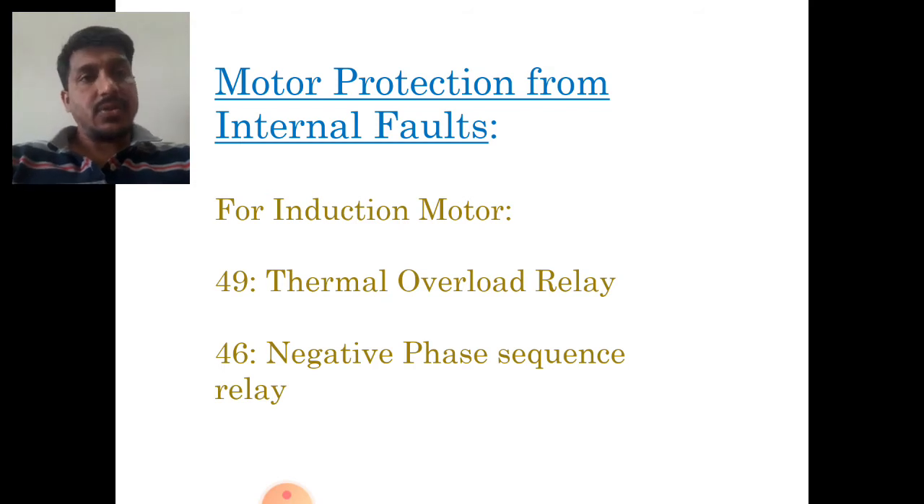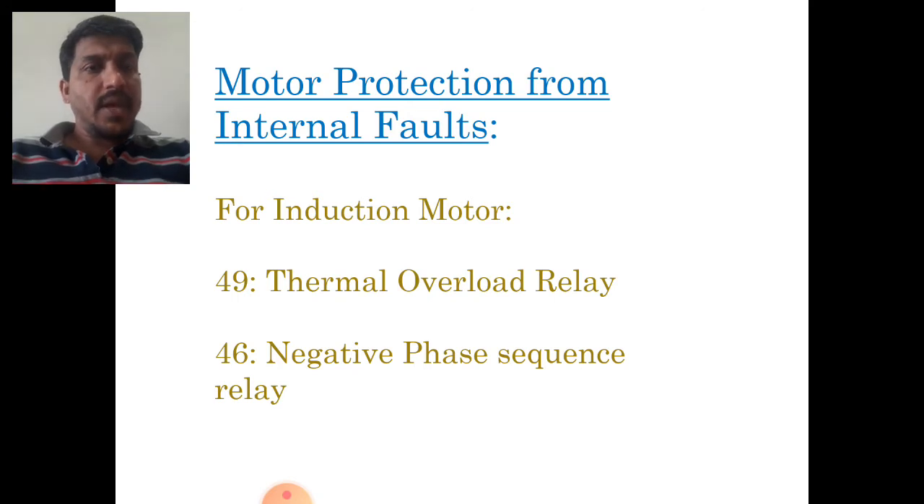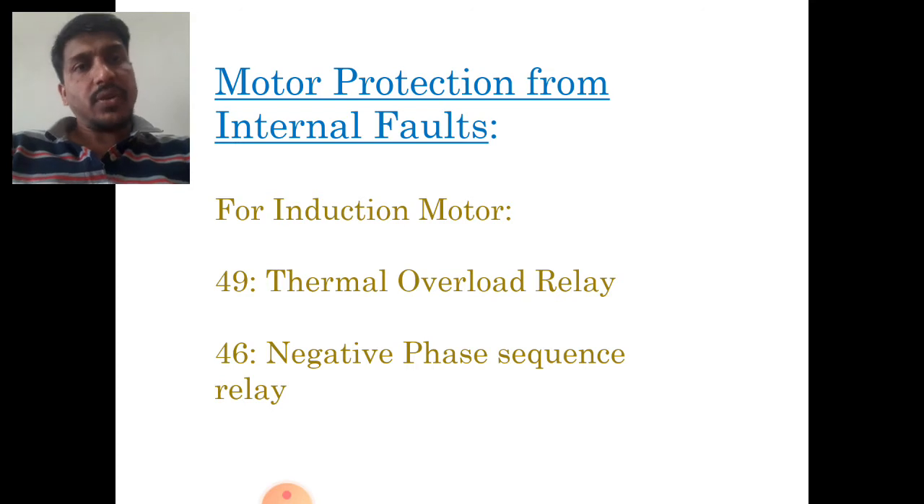It is not too much overloaded, but marginally overloaded, let's say 105% or 110%. Slowly, since it is overloaded for a longer duration of time, the insulation inside the windings gets overheated. Due to overheating, the insulation starts deteriorating and fails, and due to the failure of the insulation, your winding gets short circuited, and therefore the short circuit occurs inside the motor. That's why, to protect the motor from this fault, we use the thermal overload relay, that is 49.